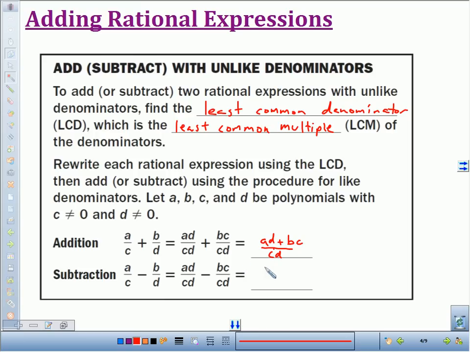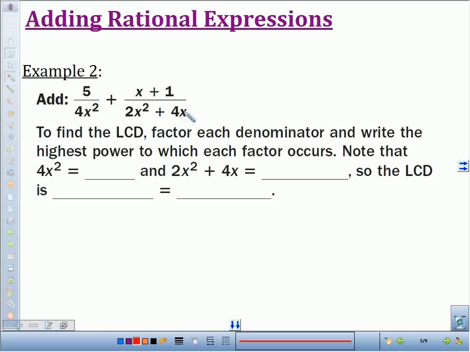For subtraction, it's the same basic thing. Find that least common denominator, multiply to get the least common denominator on both sides, then we subtract the numerators and put them over the common denominator. It should come as no surprise that the bulk of the trouble with adding and subtracting rational expressions is in finding the least common denominator and getting it in place. Once we've done that, it's pretty easy, but getting to that point is where all the work is. So let's see how this works. We're going to do this in pieces. We're looking at example 2.